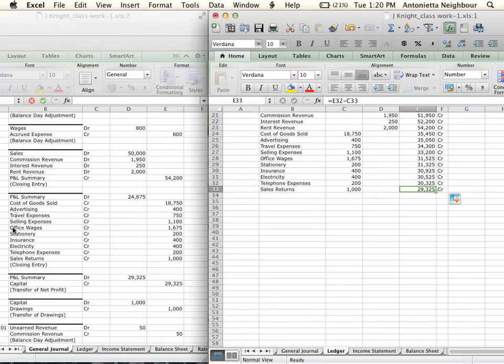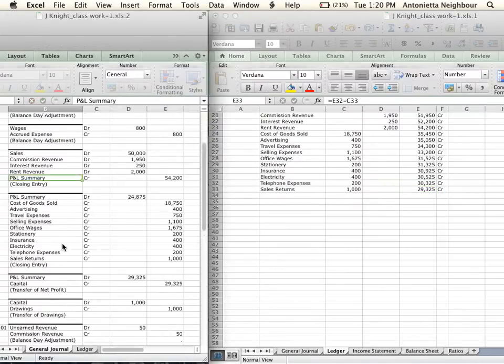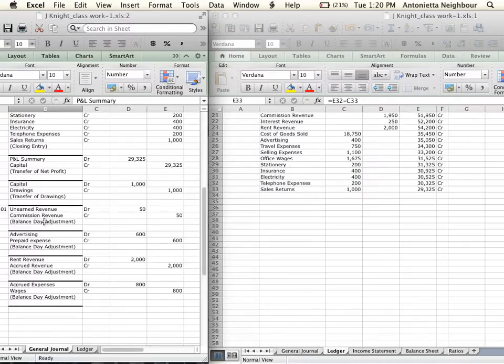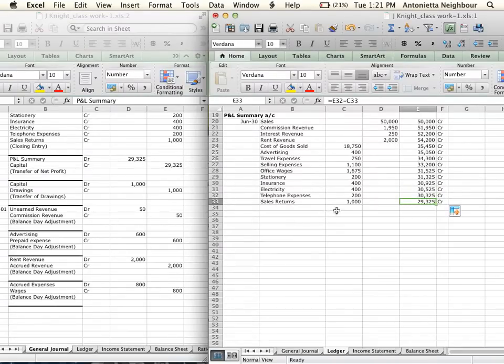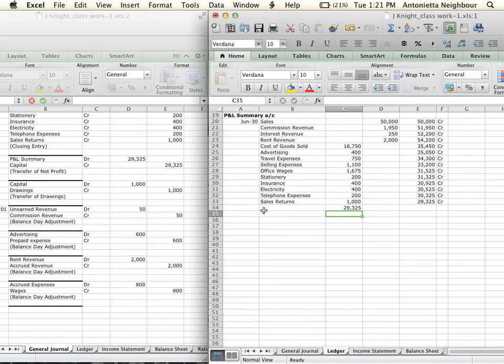Okay, moving on then. We've done this entry. Now we go back to the general journal, looking for all the times it says P&L summary, capital or drawings. And here it is, the next one. P&L summary debit 29,325. So here's my P&L summary account. I'm going to debit it by that amount. The account that was credited by that was capital. And the effect that will have on my balance is to reduce it to 0. So that account is now closed for the accounting period.